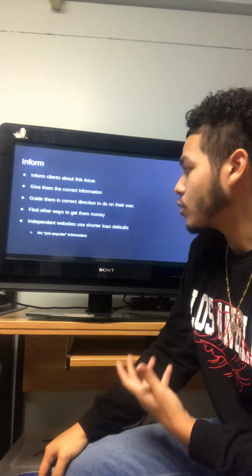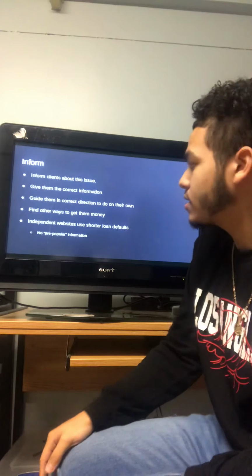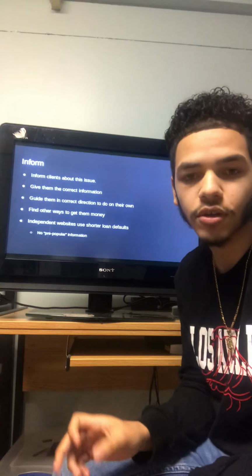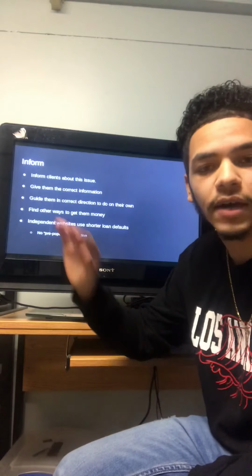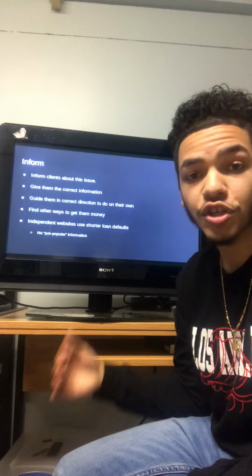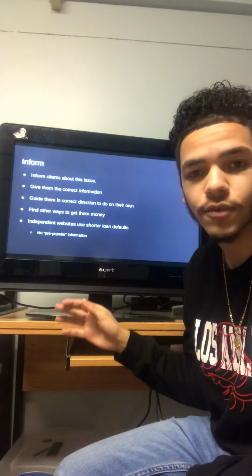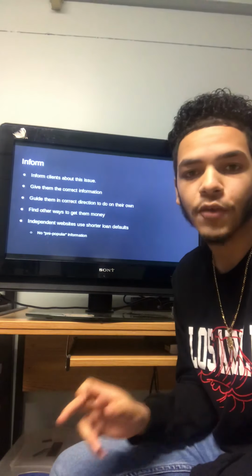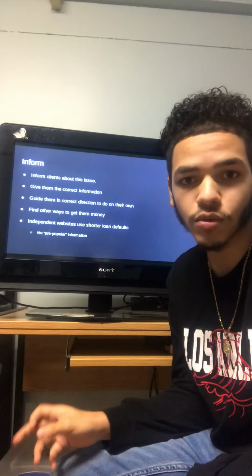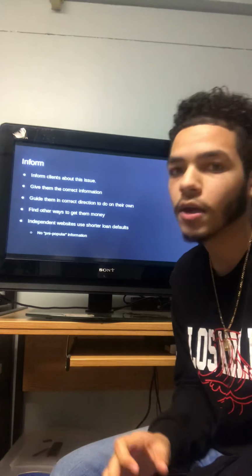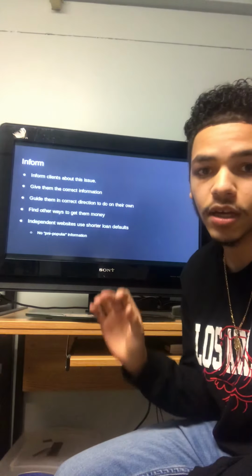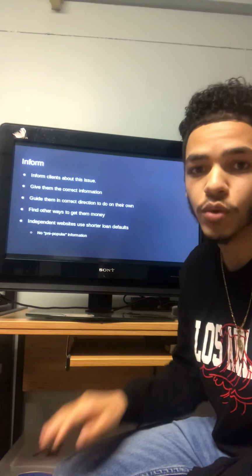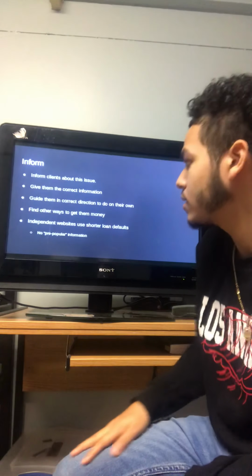And according to the article, they say that independent websites use shorter loan defaults, so they have the 1, 2, and 3 year loan defaults. They don't have like the 5 and up. You want to try to use those first, because although the monthly payments are larger, if you can find money to pay for those loans and those monthly payments, you'll save a whole lot of money compared to getting a longer loan and paying more on interest. The whole point is that you don't want to pay all that interest. You just want to pay as much of the principal as possible, right?